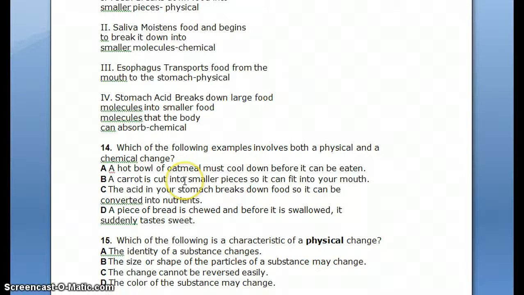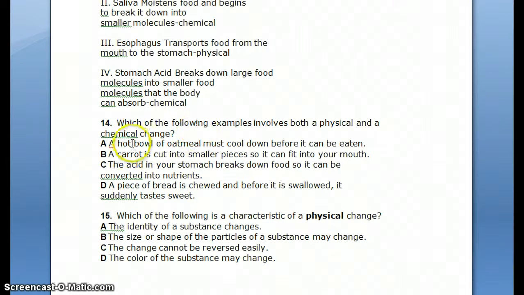Number 14. Which of the following examples involves both a physical and chemical change? A hot bowl of oatmeal must cool down? No, that's just a physical change. A carrot is cut into smaller pieces? No, that's a physical change. The acid in your stomach breaks down food. Well, that's a chemical change, but it's not a physical change. A piece of bread is chewed. That's a physical change, but before it's swallowed, it suddenly tastes sweet. Well, that's because a chemical reaction is taking place with the saliva in your mouth. D is the best answer choice.